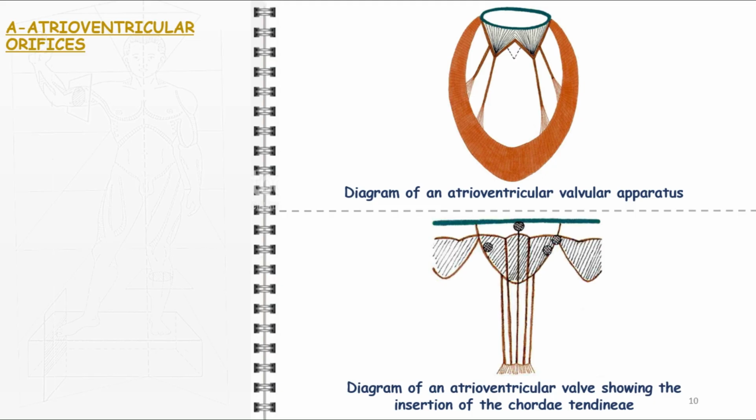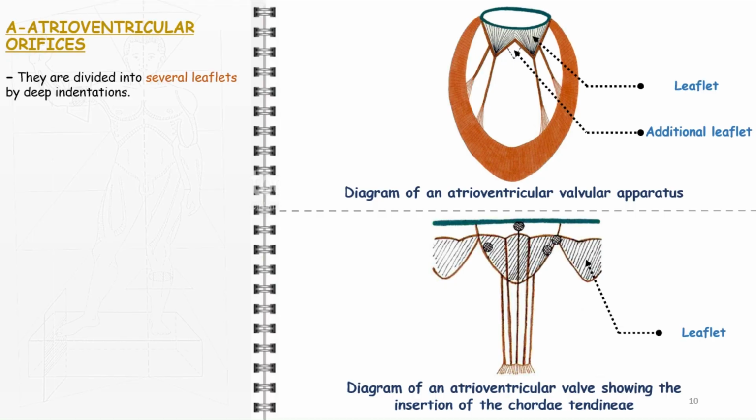Each of them is equipped with a valvular apparatus called an atrioventricular valve. These valves have the shape of a membranous funnel, attached by its base to the edge of the atrioventricular orifice, and projecting into the ventricular cavity. They are divided into several leaflets by deep indentations.